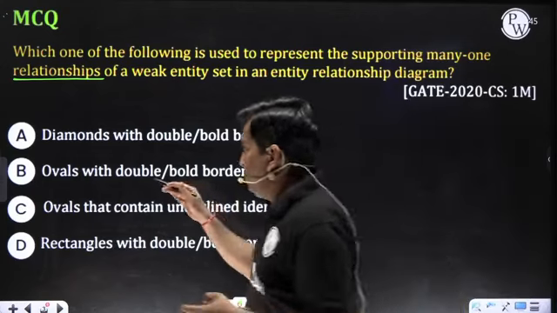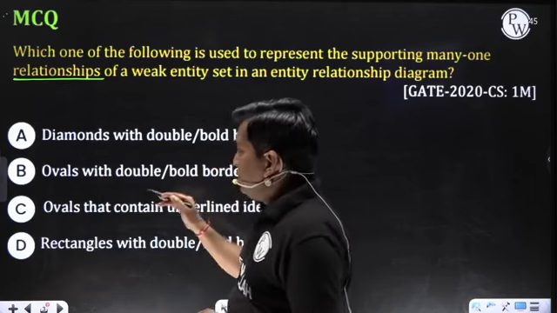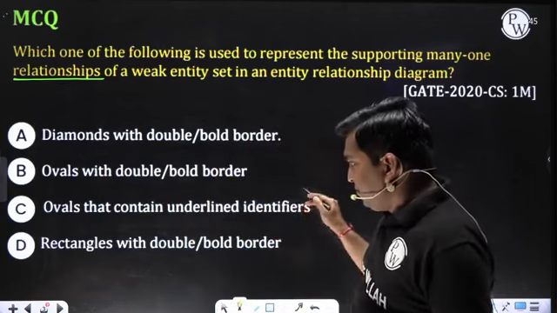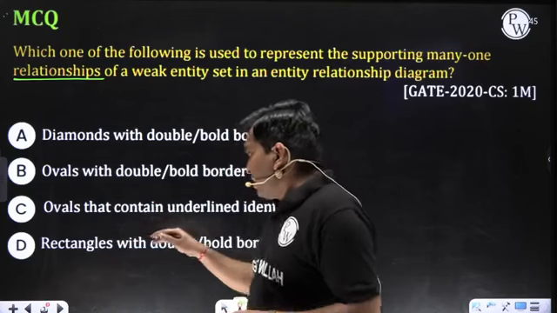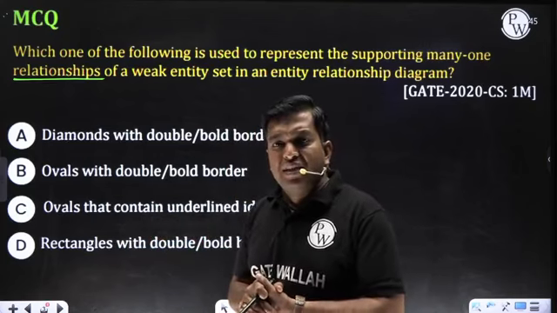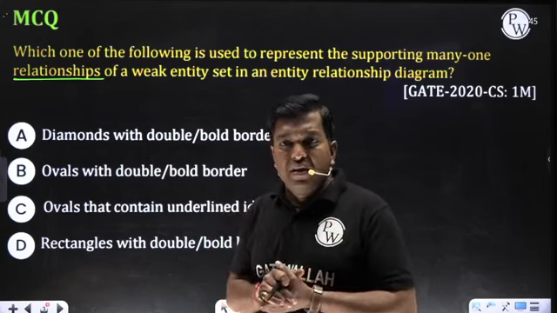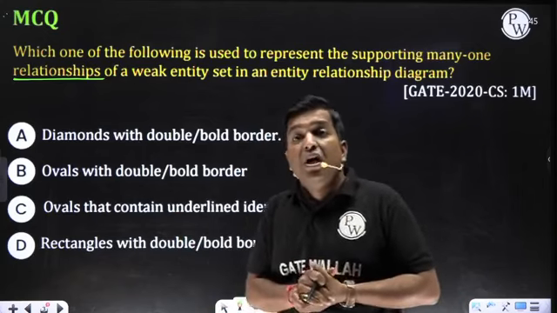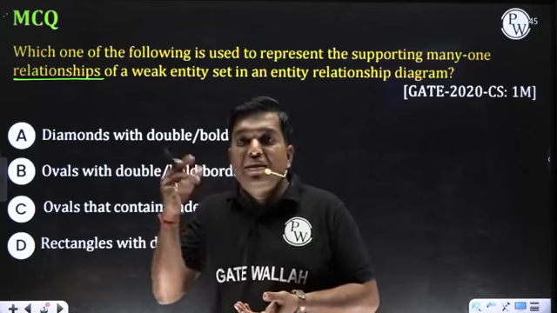Option B, oval with double or bold border. Option C, oval that contain underline identifier. Option D, rectangle with double or bold border. So first of all, what is the meaning of weak entity set? That doesn't contain the primary key. It does not have any sufficient attribute to distinguish each and every entity in that entity set.